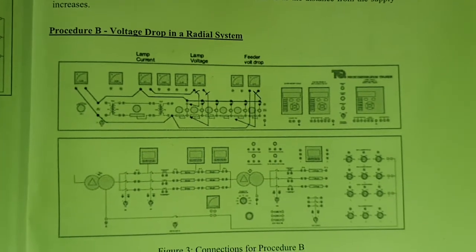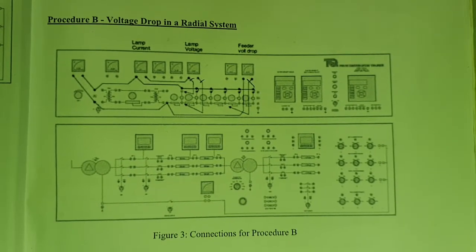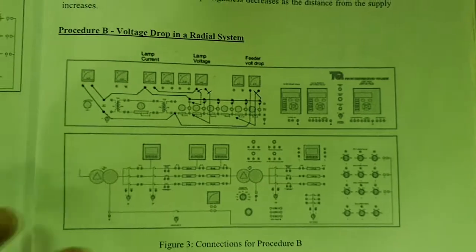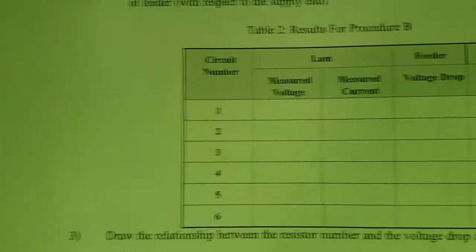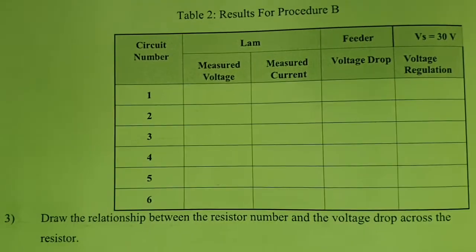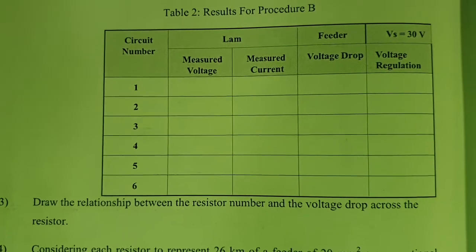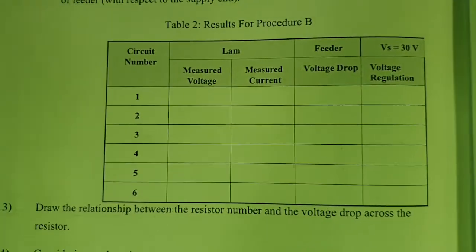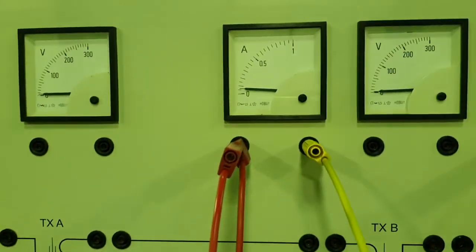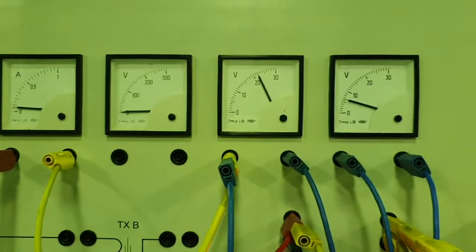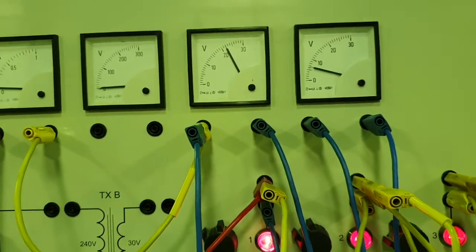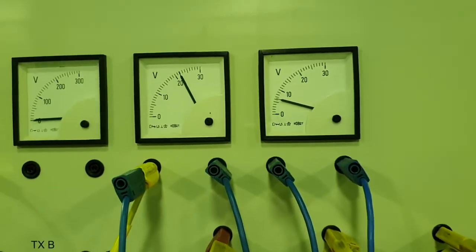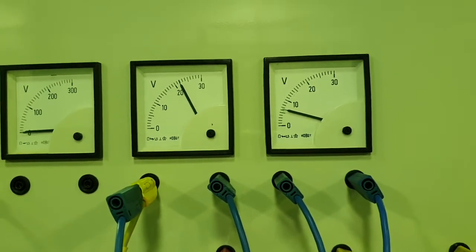Okay, now we will continue with part B. Here we are going to measure the voltage drop across each feeder. We need the voltage across each circuit, and its current also we are going to measure, and the voltage drop, and finally we are going to calculate voltage regulation. So I have made some changes in the circuit. Now we have an ammeter connected there, and we have 2 voltmeters used. One voltmeter for measuring the voltage across the load, and another meter to measure directly the voltage drop.